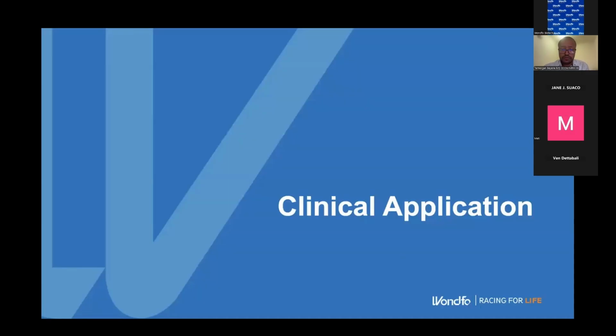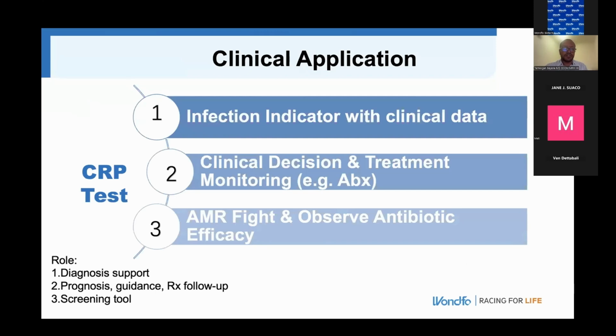So to go for its clinical applications, focusing in the emergency department and the primary care settings as far as CRP is concerned, these are three major areas. It can be an infection indicator, in addition with our clinical judgment, with the clinical data. It can help in terms of decision making and also treatment monitoring at the same time.